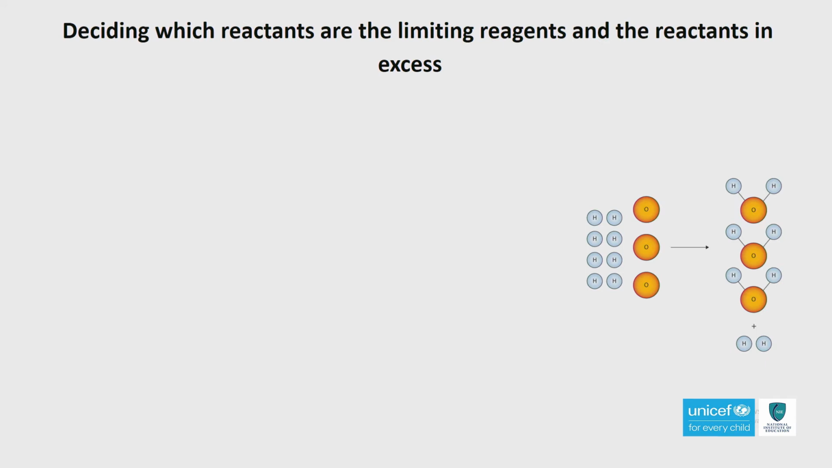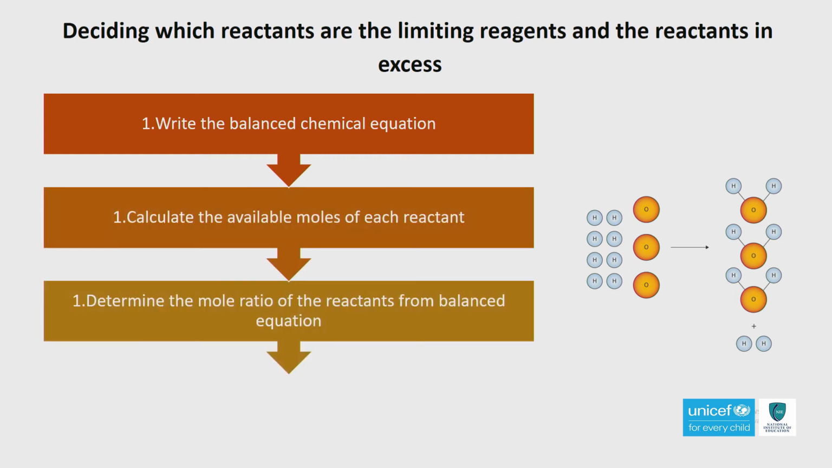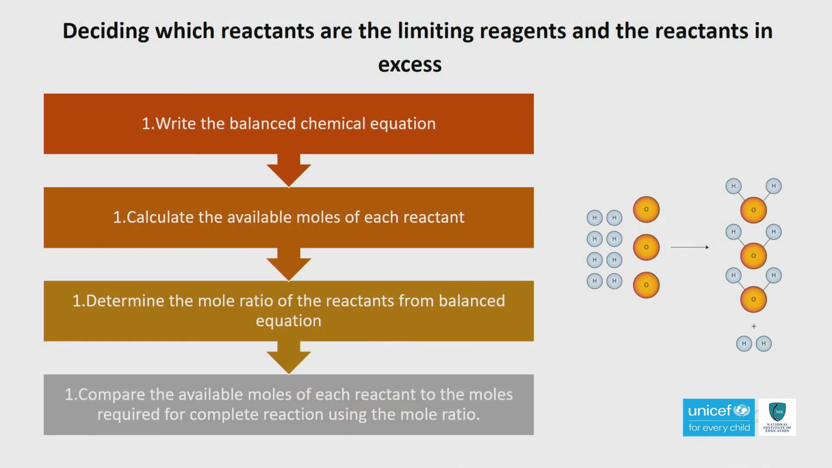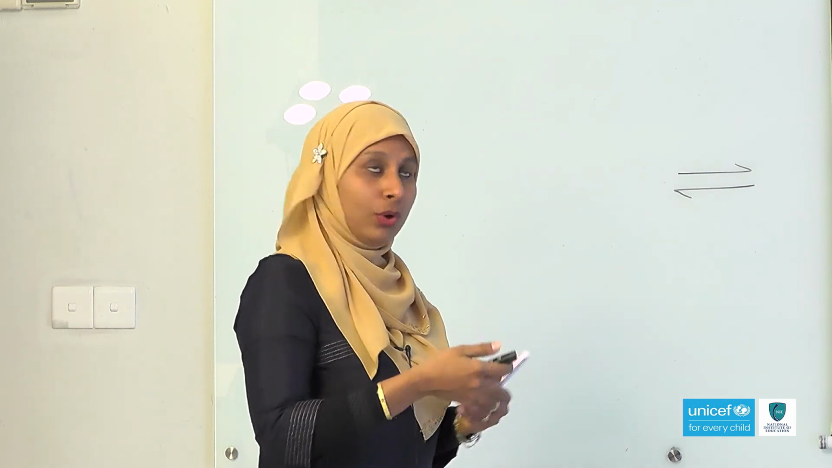Now, to decide which reactants are limiting and in excess in any reaction, you need to follow a few steps. First, write a balanced equation. Most of the time the balanced equation will be given in the question. Then calculate the available moles for each reactant, and determine the mole ratios of reactants from the balanced equation. Once you get that, you can compare the amount you have obtained with the given amount in the question, and see if any of it is in excess or limiting.